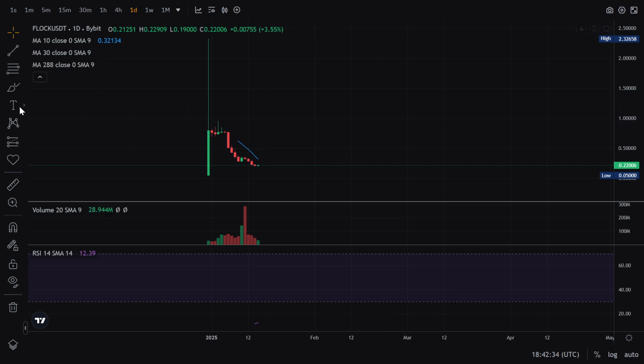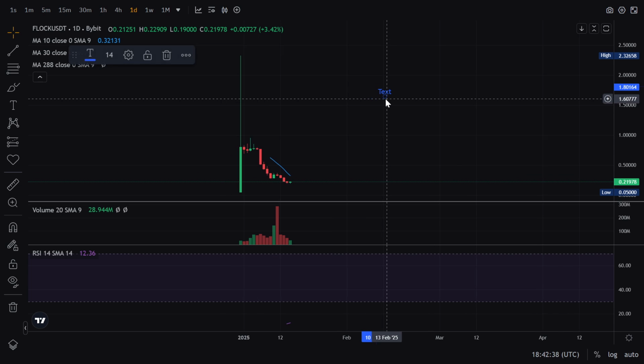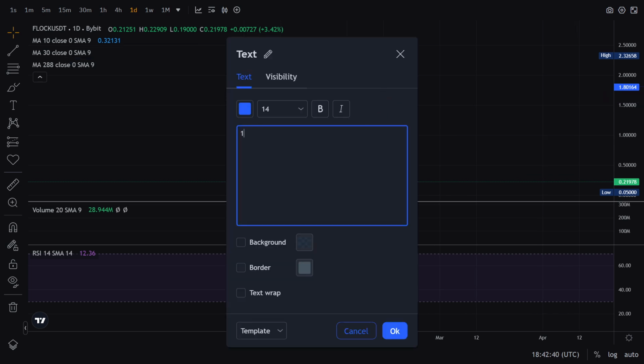The reason that I'm going to do this with Flock is because number one, I think that Flock has a very big chance of going up very high. So why use 10x leverage, right? That's the first question you might be asking. Why use 10x leverage? Number one, it's hard to lose money if you have enough capital.